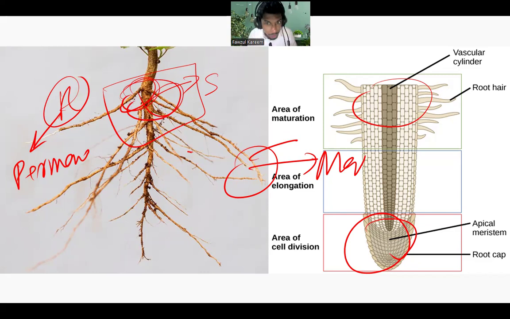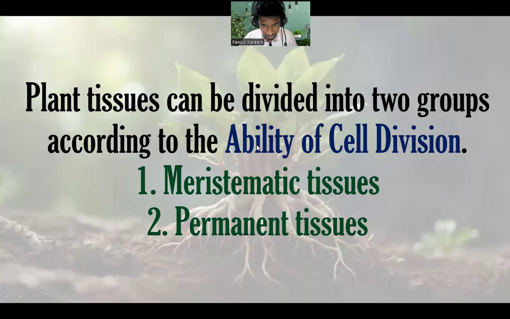So from the root itself, there are two parts. One of the parts has the ability to do the... yes. Can you explain again? Okay.